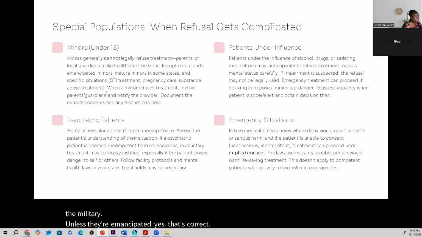So that's the only condition for under 18? Yes, for under 18. Yes.